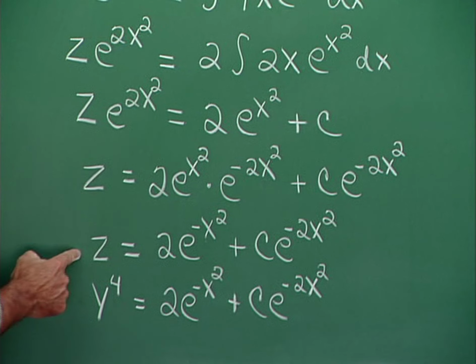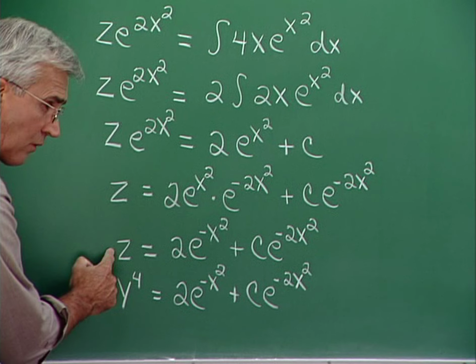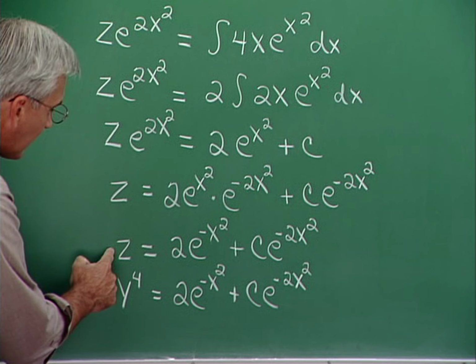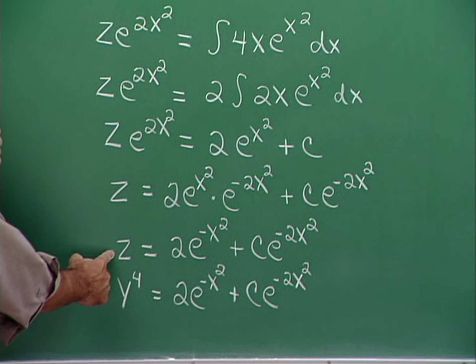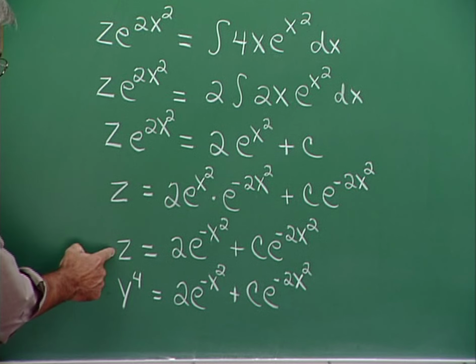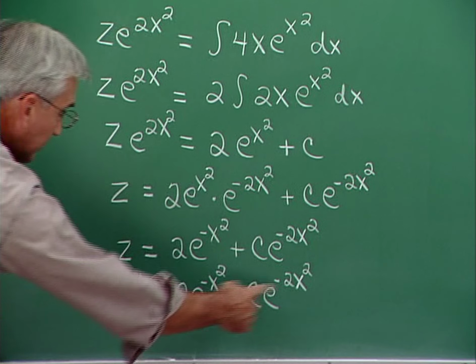Now at this point, we have our equation. We've solved this for z, and all we have to do is back substitute. We just look up above over here. We found z to be y to the fourth. So we just make that substitution and boom, we're finished.